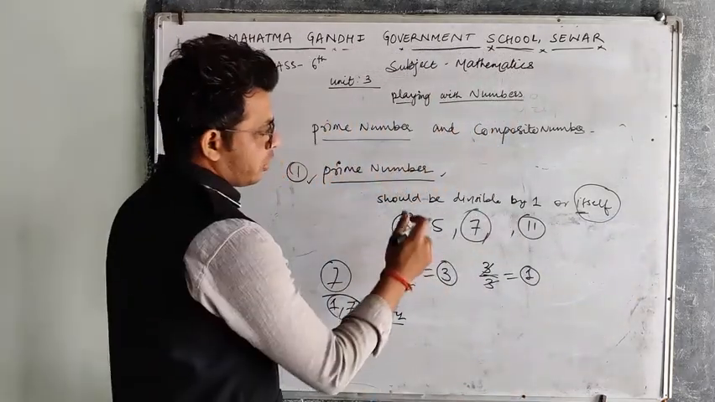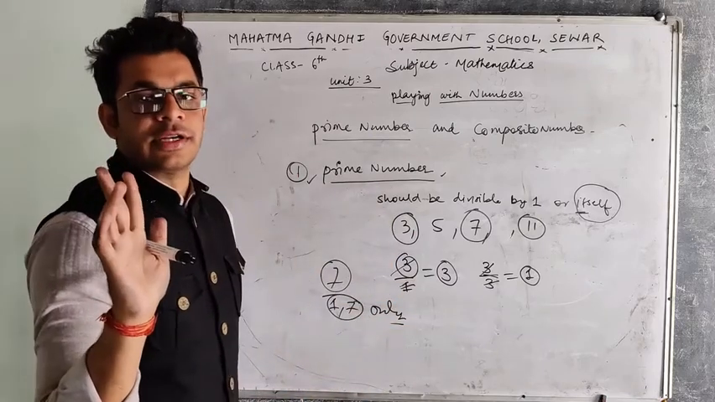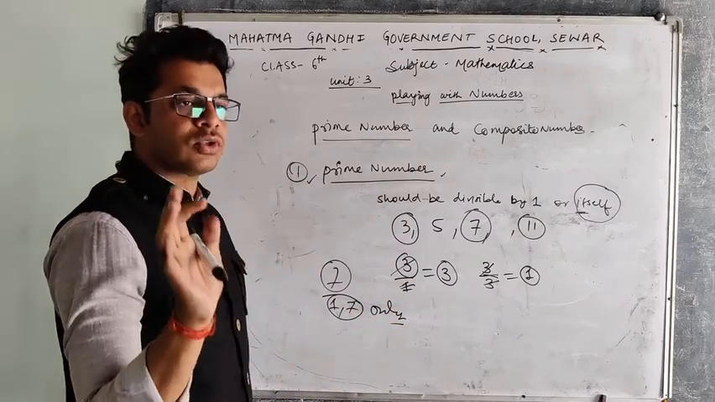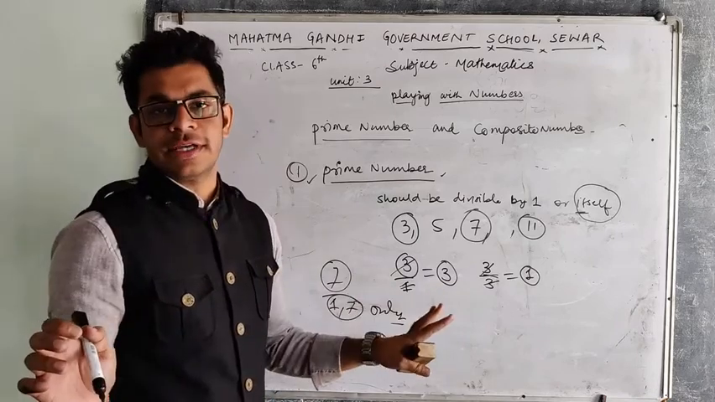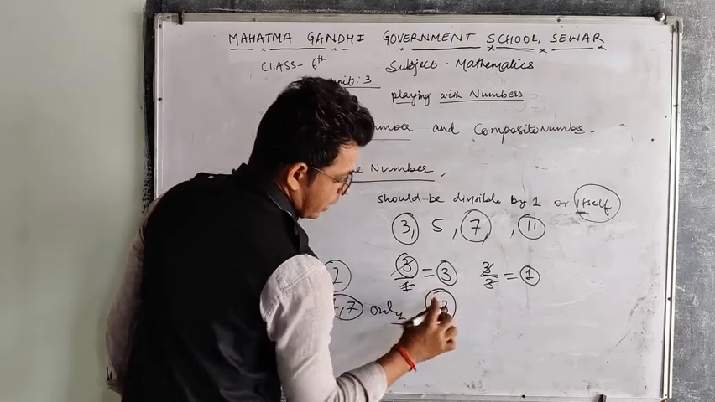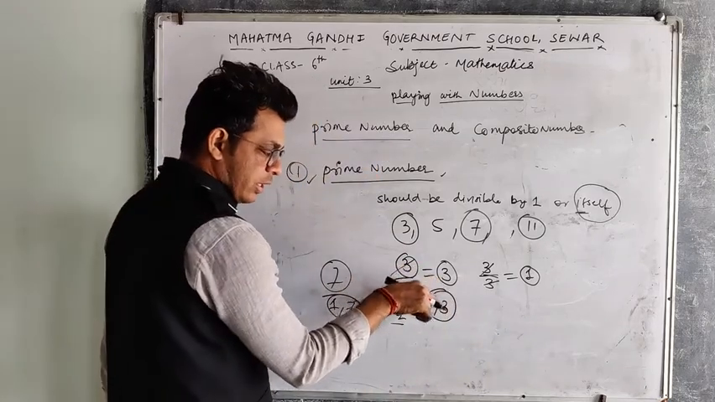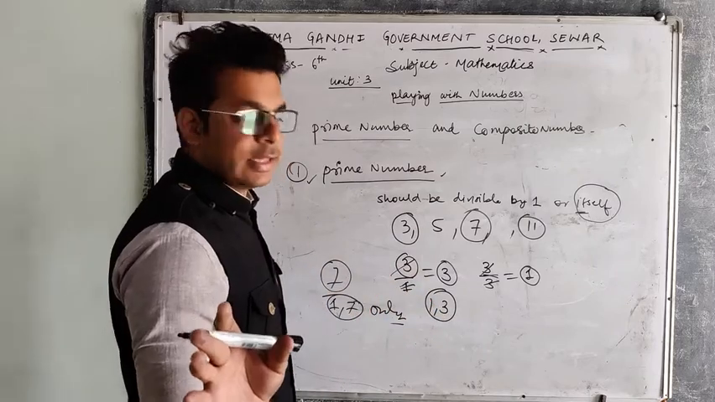One thing we can also note here is that prime numbers have only two factors. Any prime number should have only two factors: 1 and itself. So in any case they should have only two factors. If I ask about the factors of 3, these are 1 and 3. It can't be more than that.